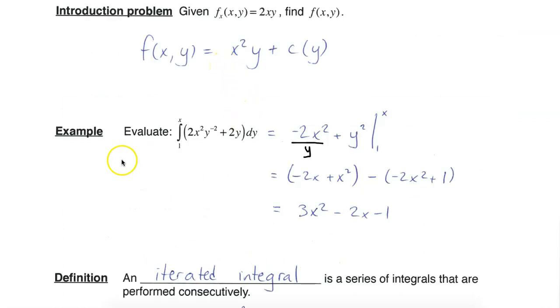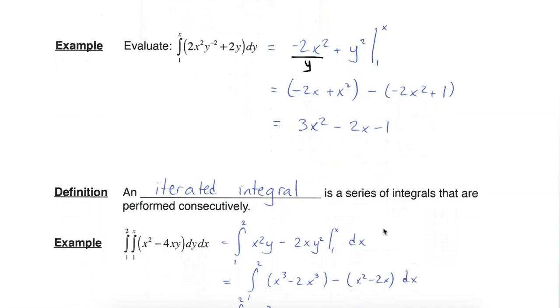So as a refresher, here's an integral, the integral from 1 to x of 2x squared times y to the negative 2 plus 2y dy. So we are integrating in terms of y, and it is okay in the limits of the integral to have another variable here, x. So the integral is negative 2x squared over y plus y squared, integrating it from 1 to x. So we substitute x and we subtract, substituting 1, and we get 3x squared minus 2x minus 1.